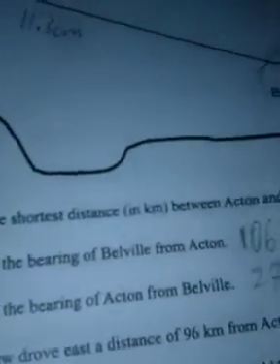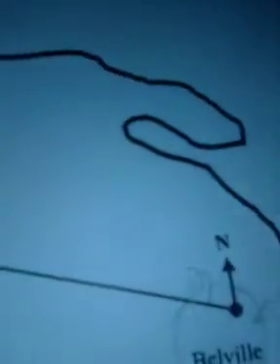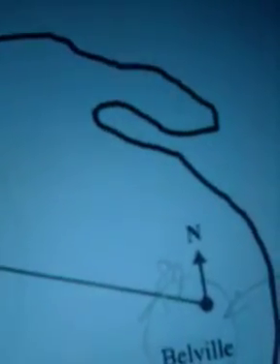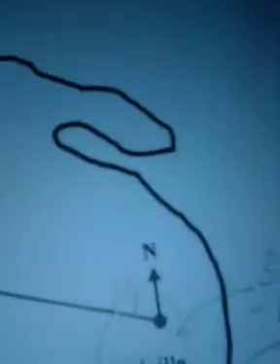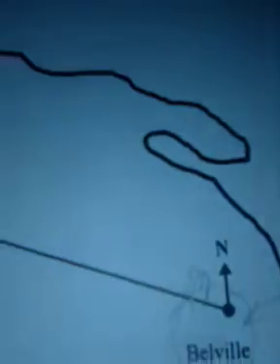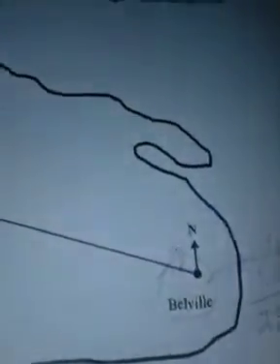Now it says, write down the bearing of Acton from Belleville. So what do we know? If this is 106, these are co-interior angles. That means these two angles must add up to 180, so this angle is 84. How do I find this bearing? Remember, the bearing is measured from the north line clockwise, so I keep going. I subtract 84 from 360 and get 276. So the bearing is 276 degrees.